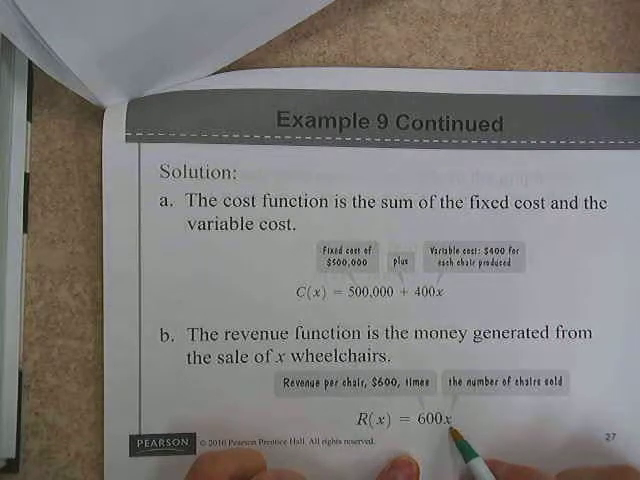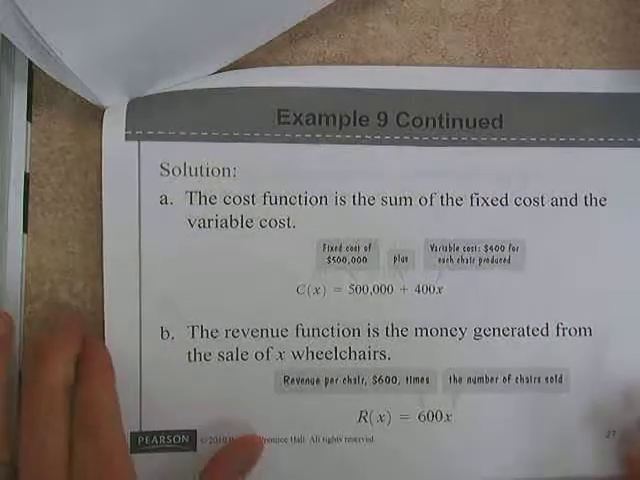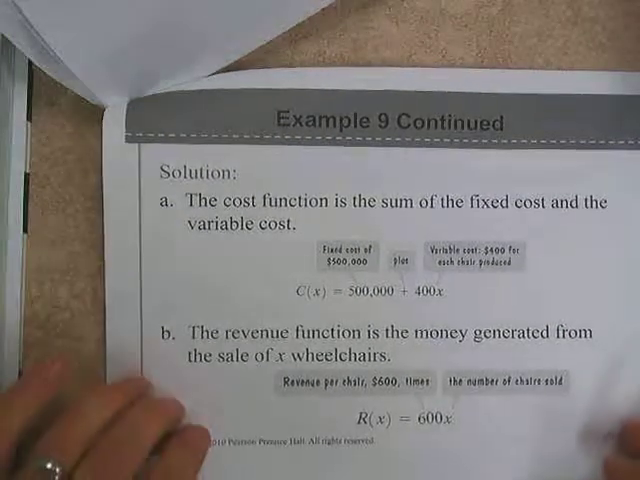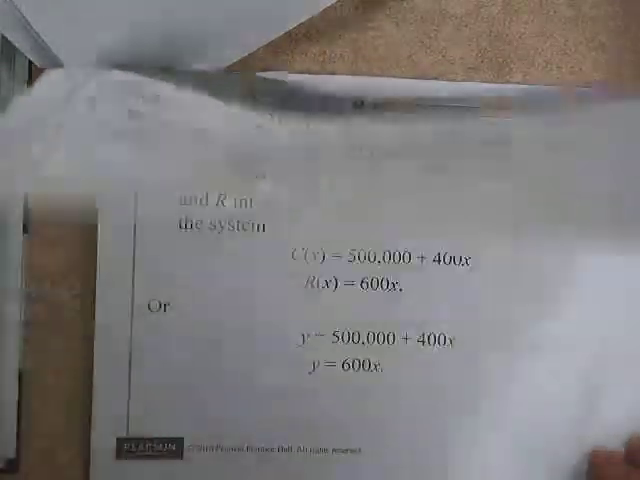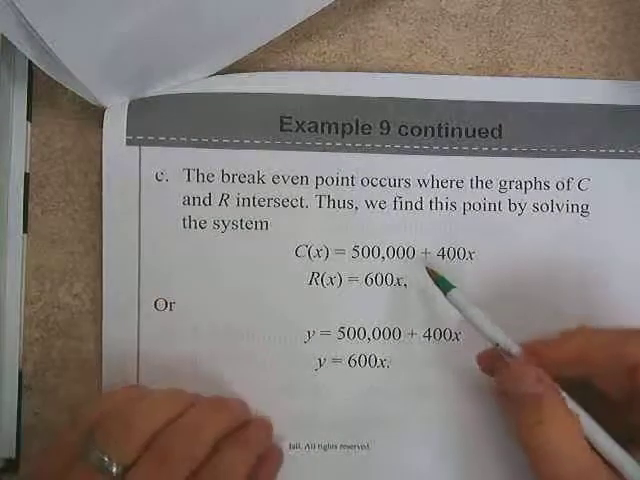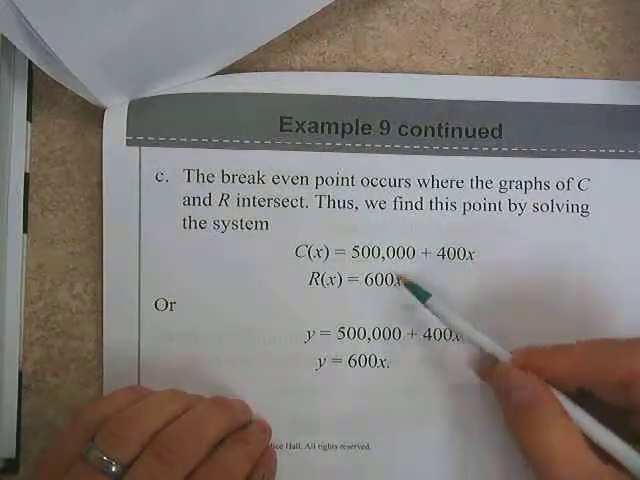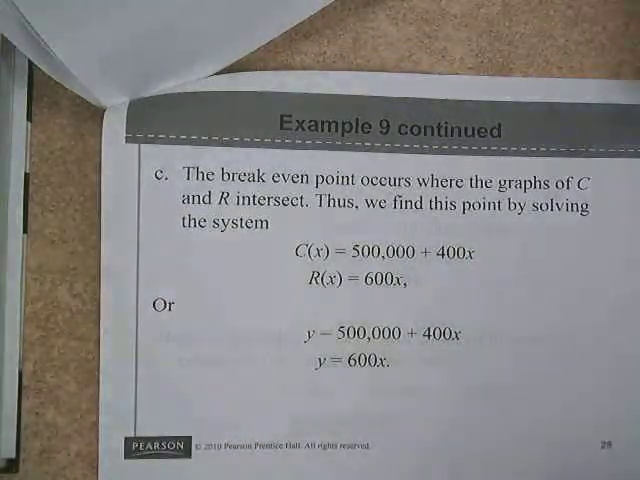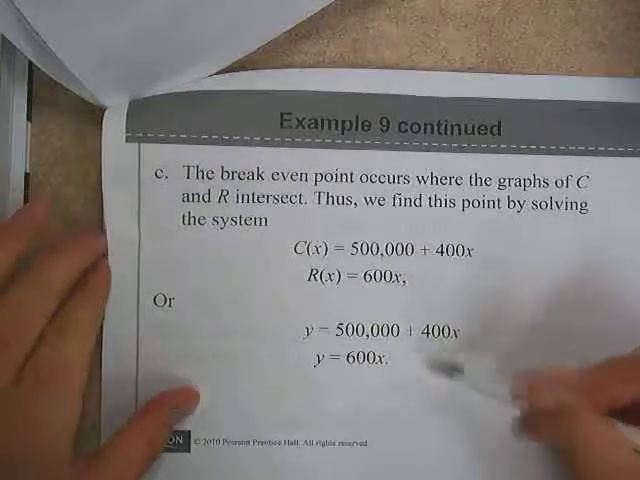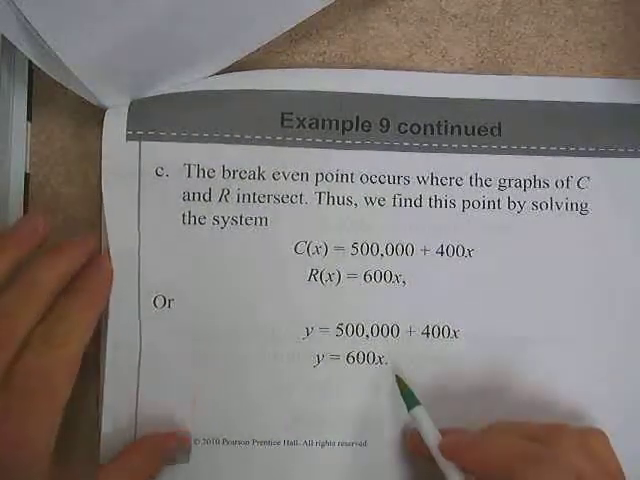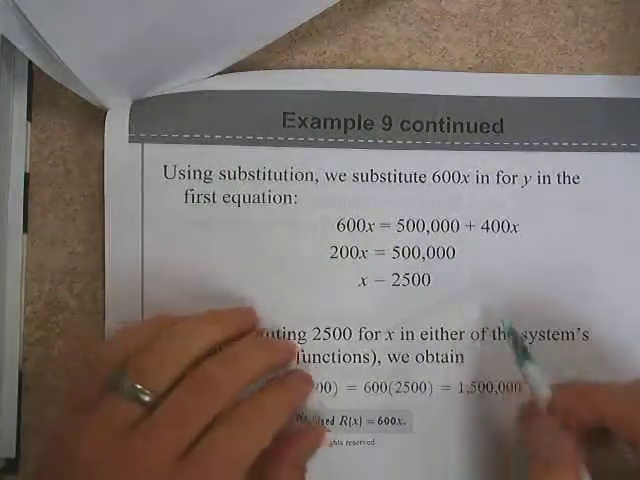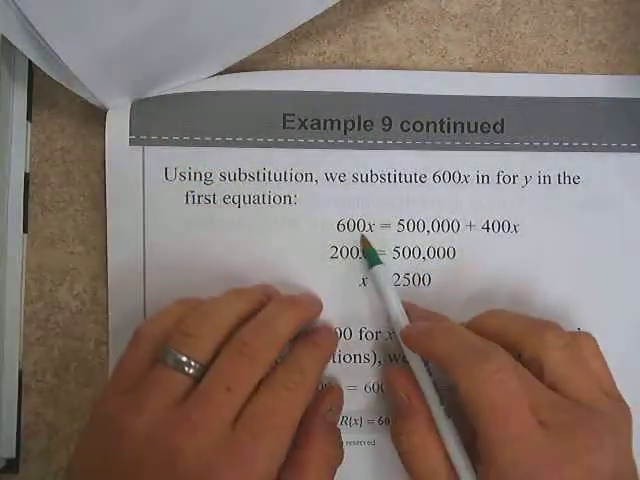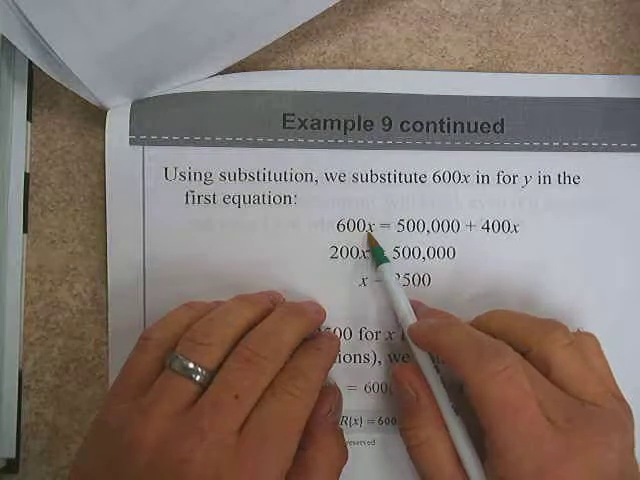We have the fixed cost, as I mentioned, plus 400, which is the cost per chair, times the number of chairs. This is going to be our cost function. And our revenue function, we're bringing in $600 for each chair we sell. So this would represent the revenue function. Now, we said earlier that the cost and the revenue, when those are equal, that would be the break-even point. So if we were to take a look at the two equations we have, we ultimately have a system of two equations.